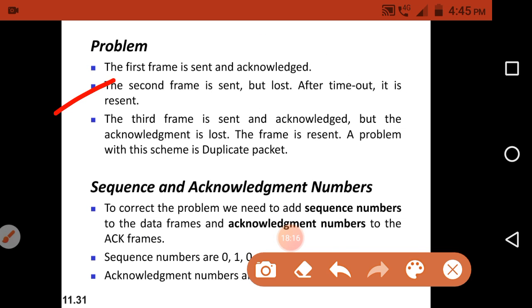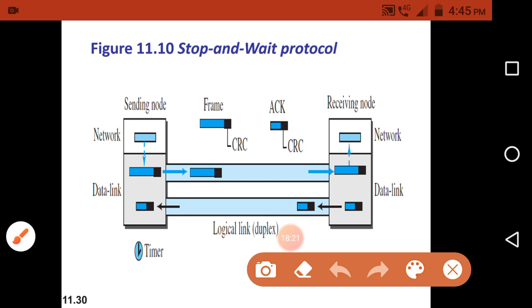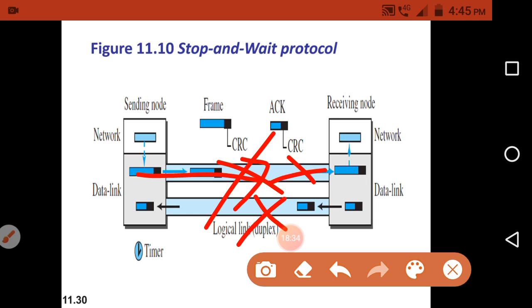And the second point is the second frame is sent but lost. After the timeout, it is resent. Here the sending node has sent the frame, but in the middle it was lost, and it did not reach the receiving node. At that time the receiving node doesn't send any acknowledgement, because it has not received the frame. If it receives the correct frame, then only it will send the acknowledgement; if it doesn't receive the frame, it doesn't send any acknowledgement to the sending node.